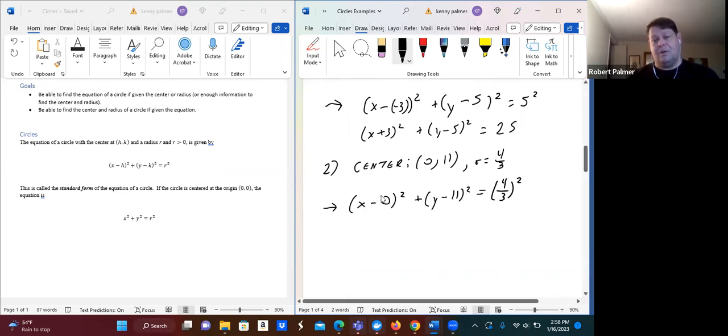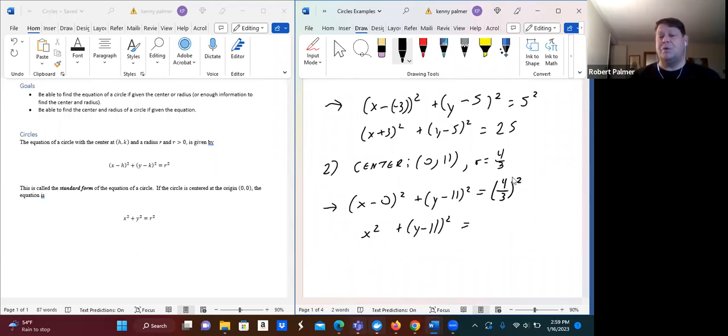Okay, now, of course, x minus 0 is just x, so the easiest way to write it is x. It's not incorrect to write it the other way, but it's better to write it this way, plus y minus 11 squared is equal to, if you remember to square a fraction, you square the numerator and denominator separately. That's going to be 4 squared, which is 16, over 3 squared, which is 9. Okay, let's go back to Desmos and graph that as well.